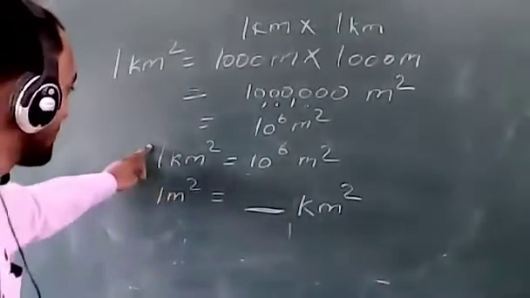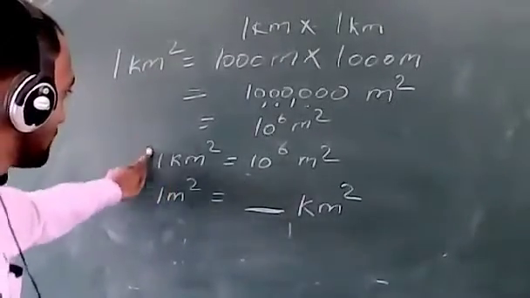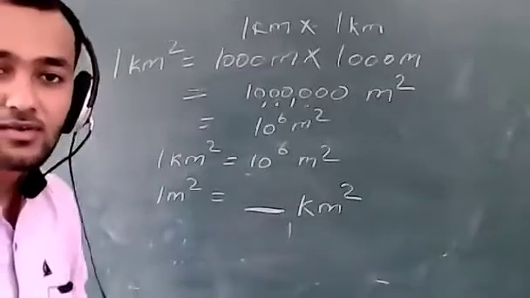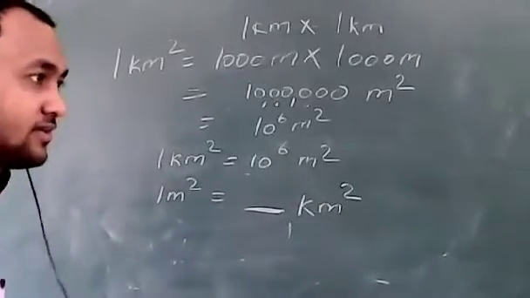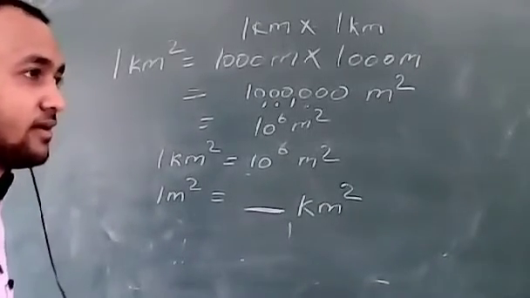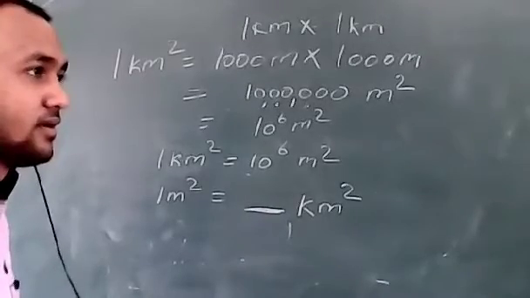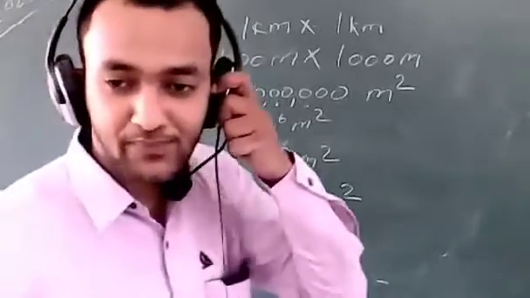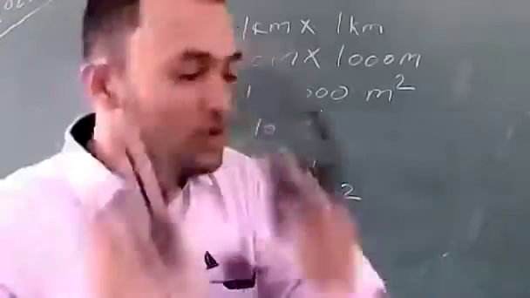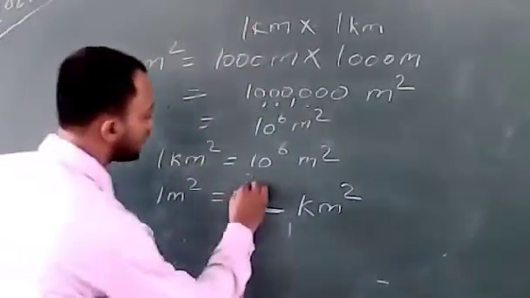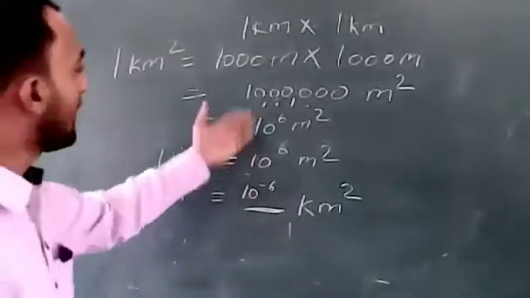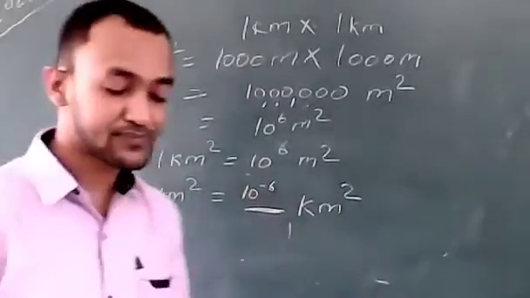In the similar manner, we have calculated the other units of area. Aditi: Sir, 10 raised to the power -6. Very good, Aditi. So it will be equal to 10 raised to the power -6 kilometers square, because we have seen a similar pattern.